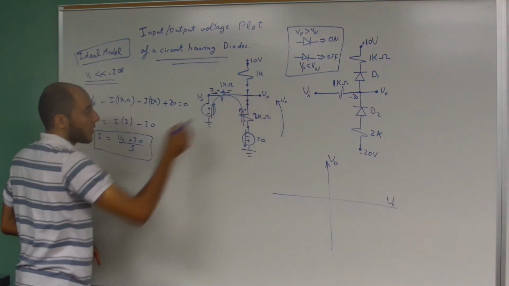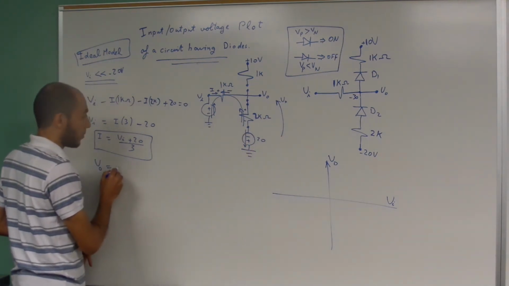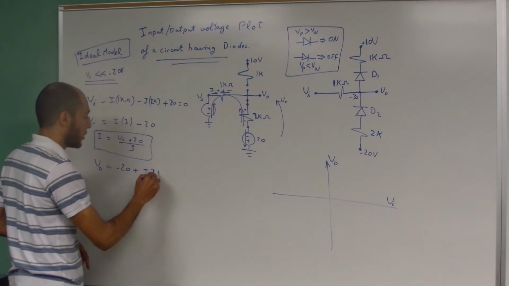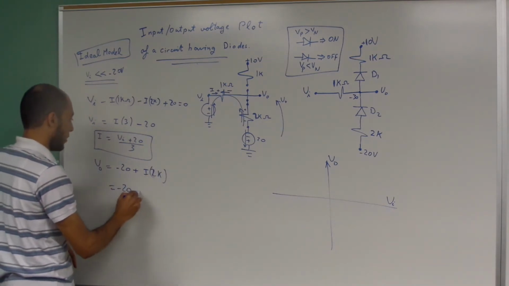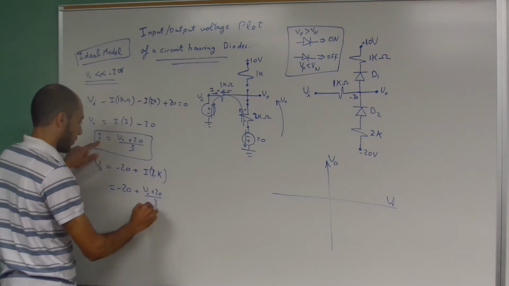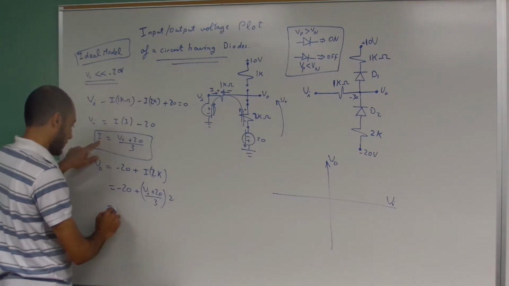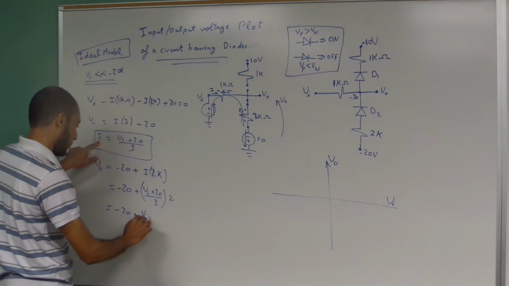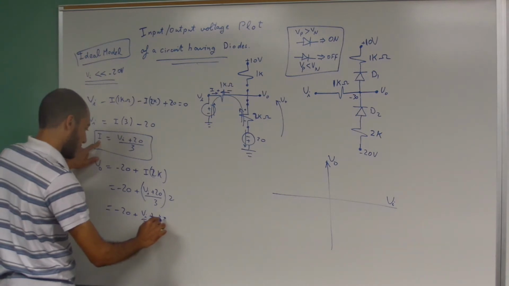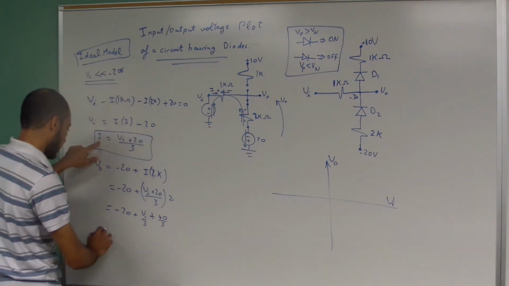Okay? So let's see what the voltage of the output is. V output equals minus 20 plus I multiplied by 2 kilo ohms, which is equal to negative 20 plus V input, that's the I, plus 20 over 3. That is multiplied by 2, which is equal to negative 20 plus V input over 3 plus 40 over 3. Okay?